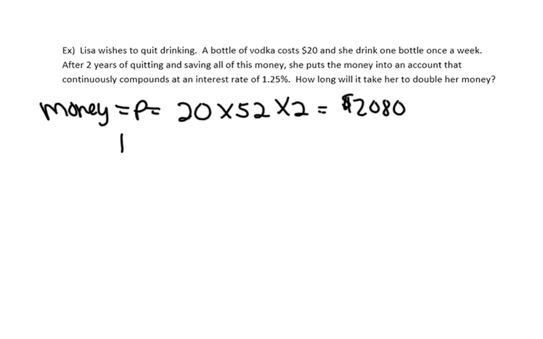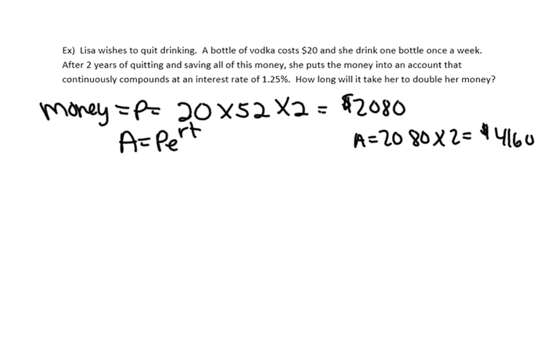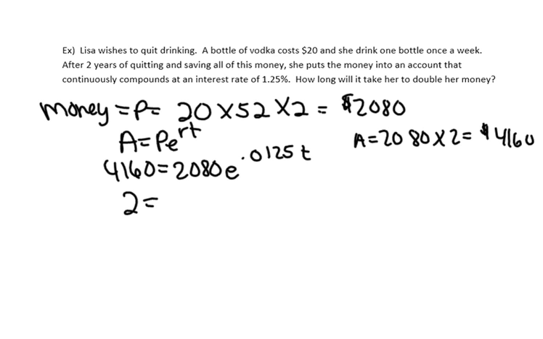Okay. So again, we'll rewrite. Now, to double her money, well, that's going to be A equal to 2,080 times 2. That's going to be 4,160. So I do know what A is here. That's 4,160. The original is 2,080 times E, and 1 2/2500 I can easily write. And it's the time that I don't know here. So solving this, I would divide both sides by 2,080 first. So that's 2.